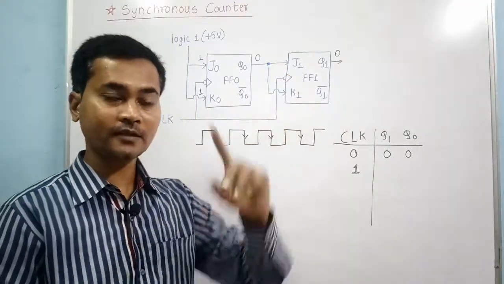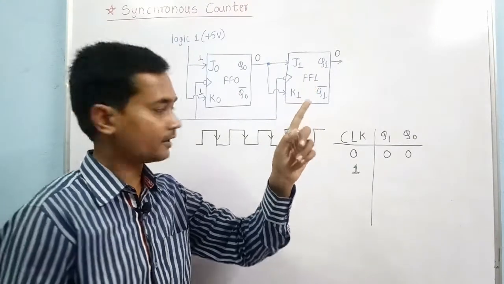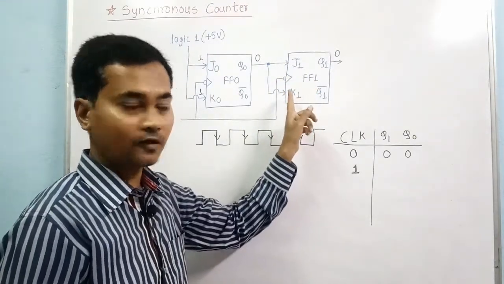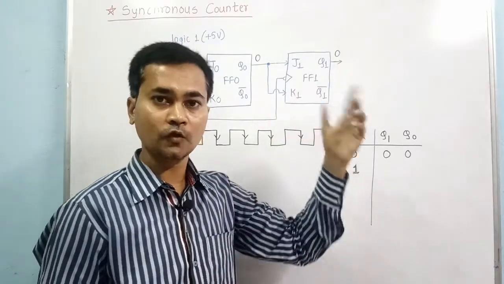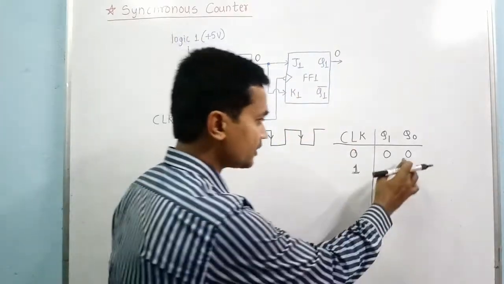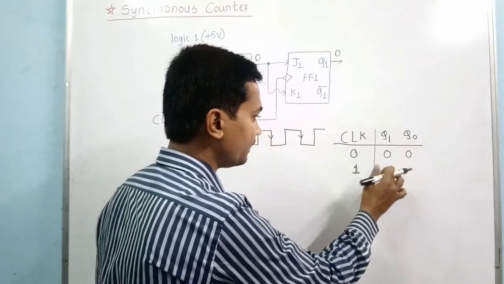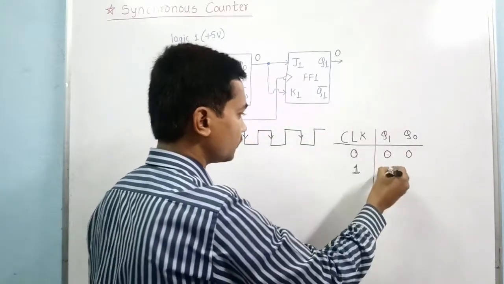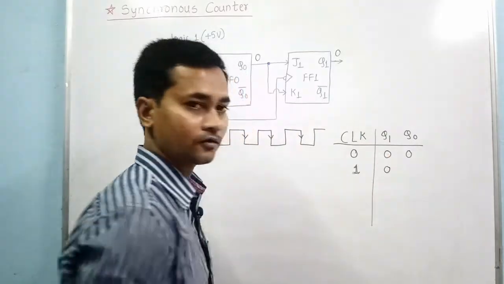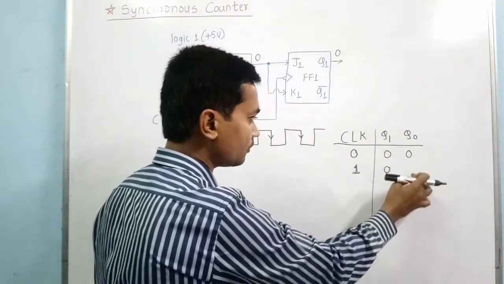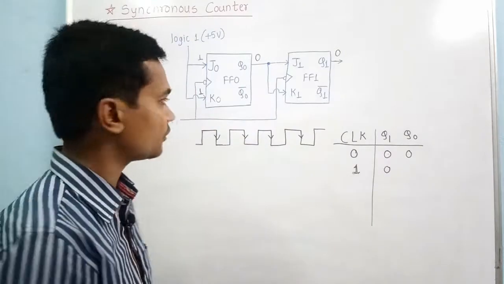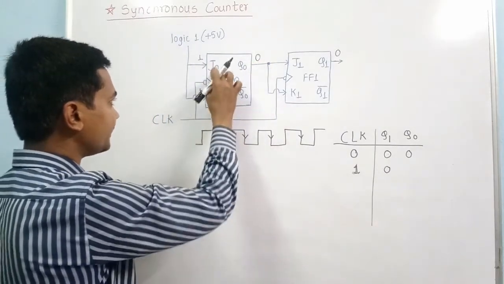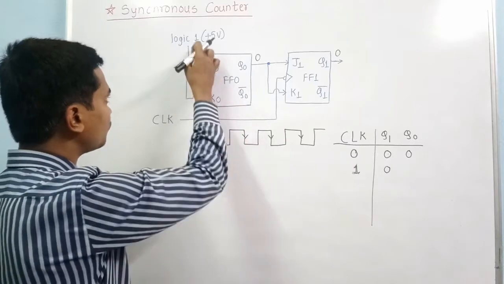Now this 0 is applied to J1 and K1. So you just remember the truth table of the JK flip-flop. When JK is equal to 0 0, what is the output of the JK flip-flop? No change. So due to this 0, the Q1 will become the same as the present Q1, that is 0. And what about Q0?